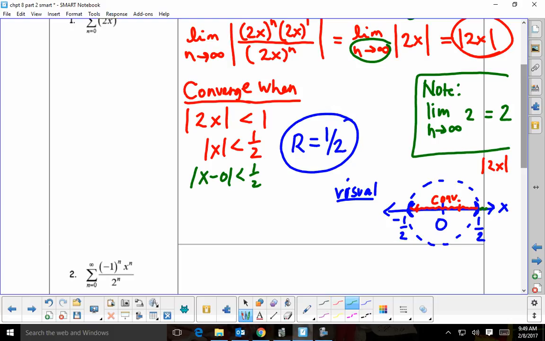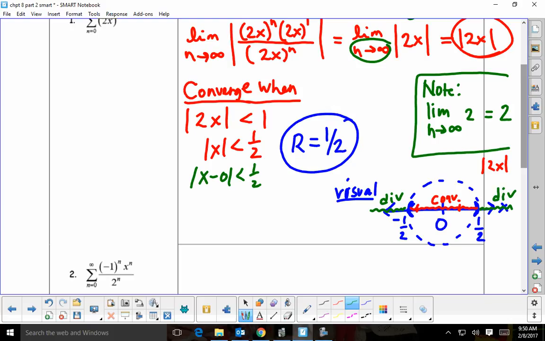Now let's pick all these guys on the outside. So like 1. What happens when I plug in 1? Oh, and the absolute value of 2 is 2, which is greater than 1. Diverges. Try something over here. Negative 3/4. What do you get out? 2 times negative 3/4 is negative 3/2. Absolute value is 3/2, which is greater than 1. So all of these guys diverge. And that's what we are seeing.